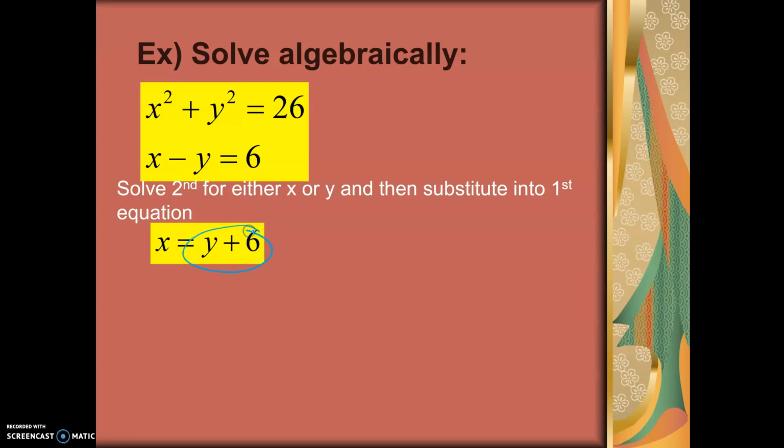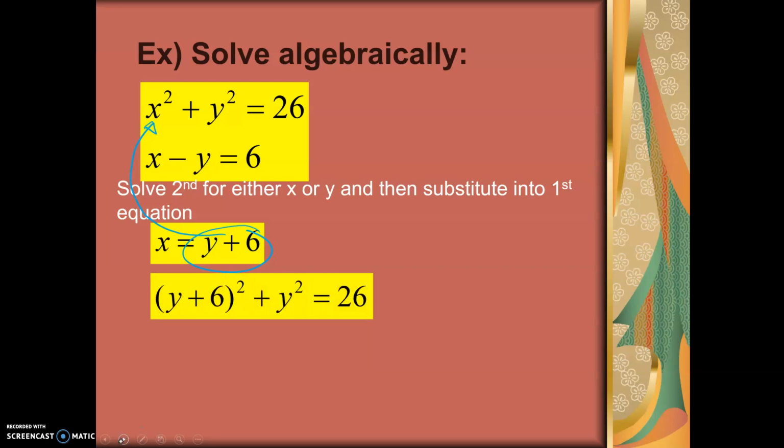So now I can take this Y plus 6, stick it in there. And here we go. So I like to put slots. So imagine I put parentheses, blank squared plus y squared equals 26. And then to the blank, I replace x with y plus 6. Now, you've been down this road before.